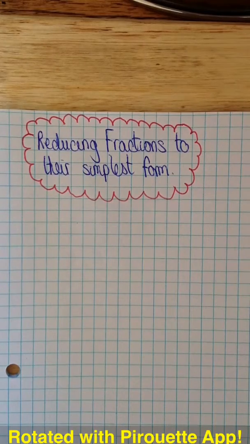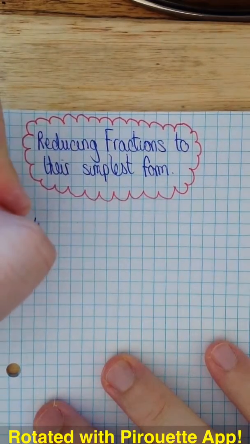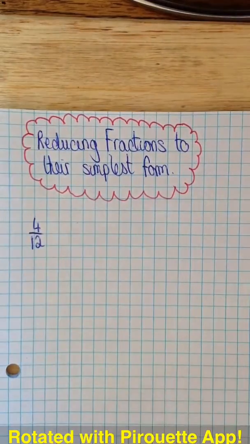Welcome to this video on reducing fractions to their simplest form. Today we're going to learn how to reduce a fraction such as 4 over 12 to its simplest form.